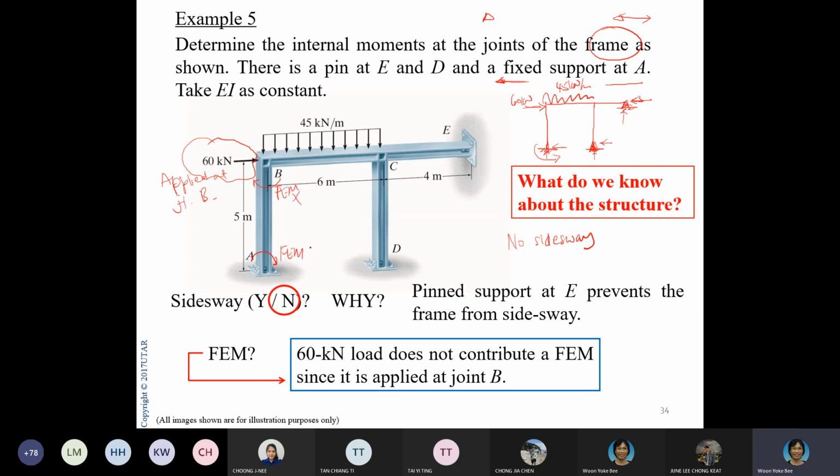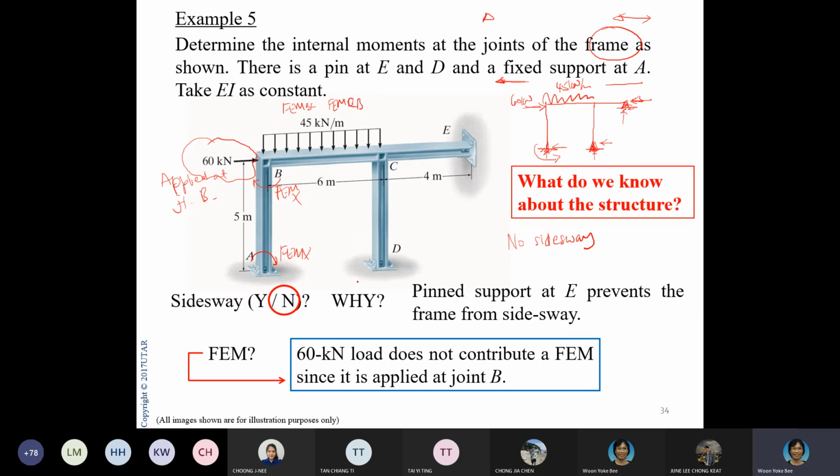Right? There's no fixed end. Maybe I should draw outside. Okay, never mind. So then here, I have a load on the beam. So definitely I will have FEM BC and FEM CB. For the rest of it, there are no more loads, so there will be no fixed end moment. So you know that these are the things that you know about the structure.